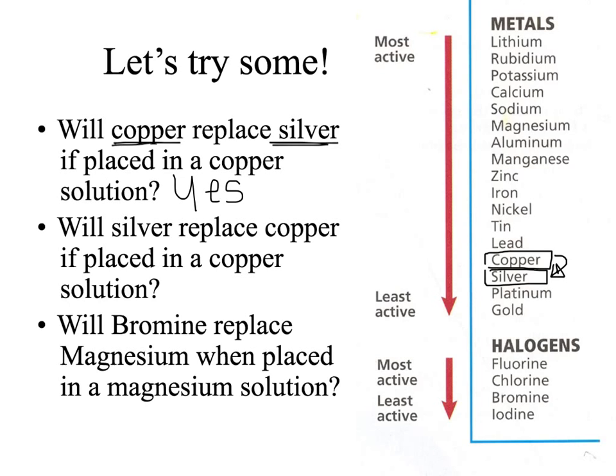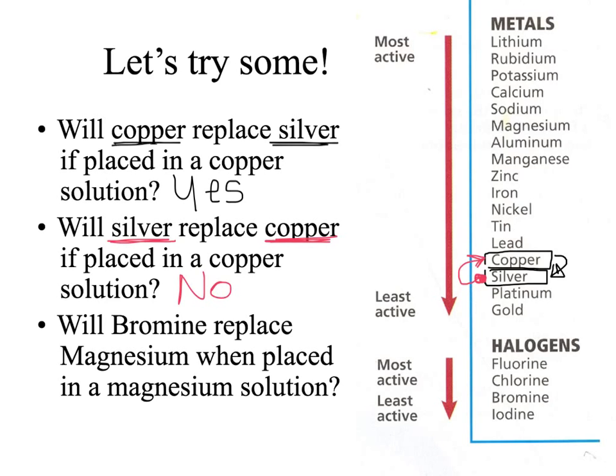How about the second one? Will silver replace copper if you place it in a copper solution? So will the silver, which is located right here, will it bump the copper out of place? The answer is no. Silver is not higher up on the activity series. It doesn't have the energy, the ability to bump that copper out of its place.